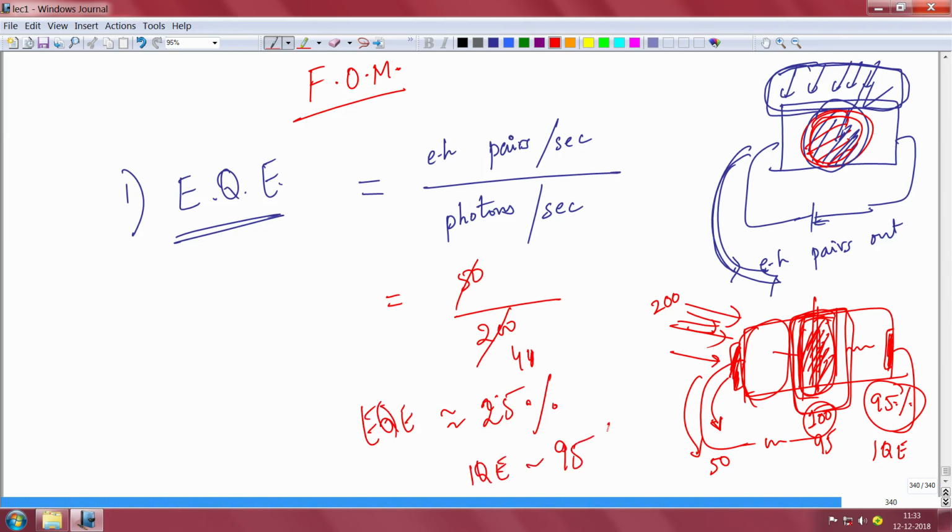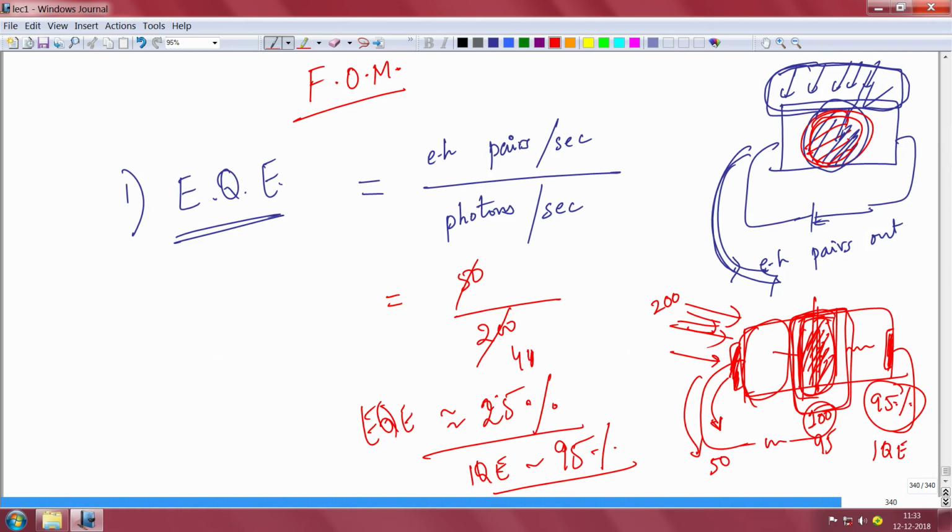Can you see the difference now? External quantum efficiency is 25%, but internal quantum efficiency is 95%, because internal quantum efficiency tells you how many electron hole pairs are generated in the active region divided by how many photons are absorbed in the active region. But external quantum efficiency says how many electron hole pairs have come out of the circuit divided by how many photons are falling onto the device. So there is a difference, because there are losses in between and other things.